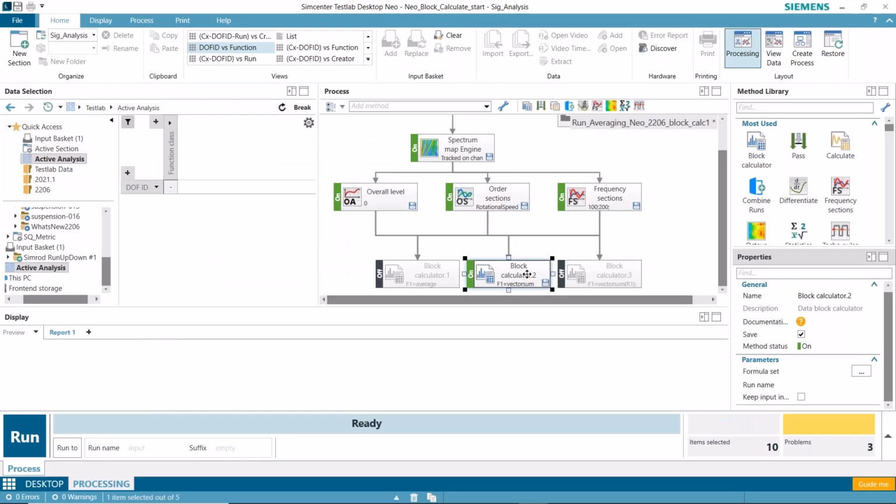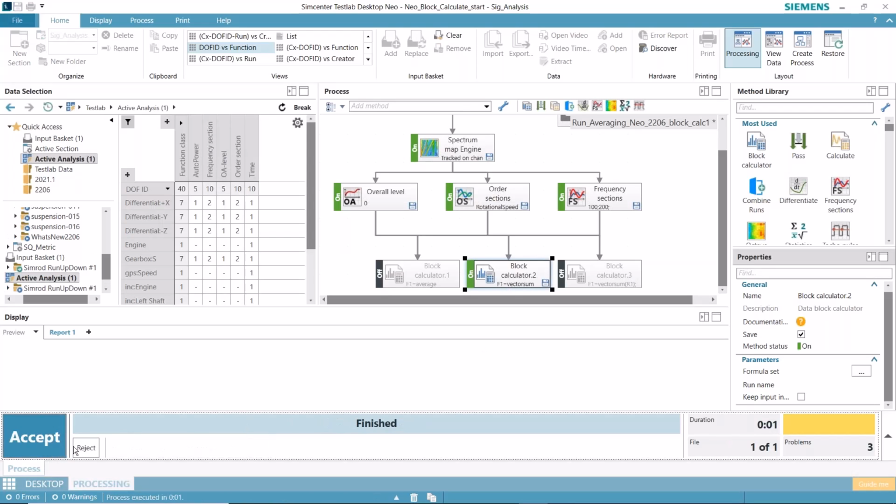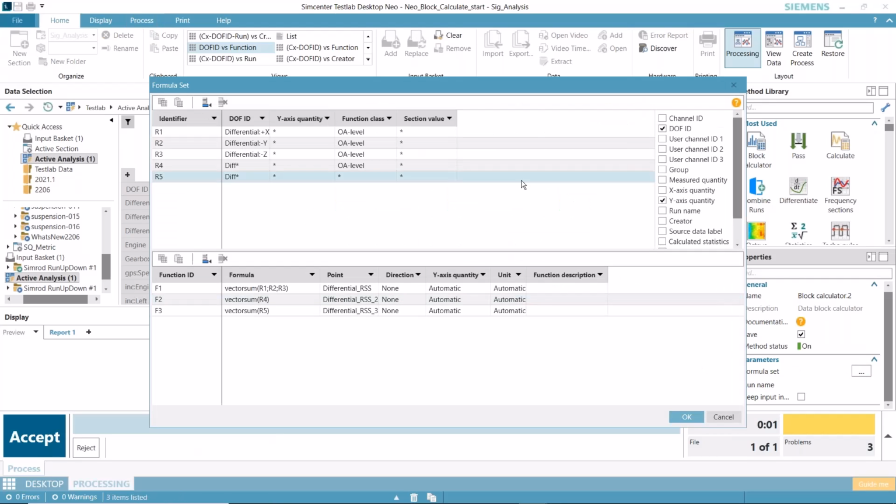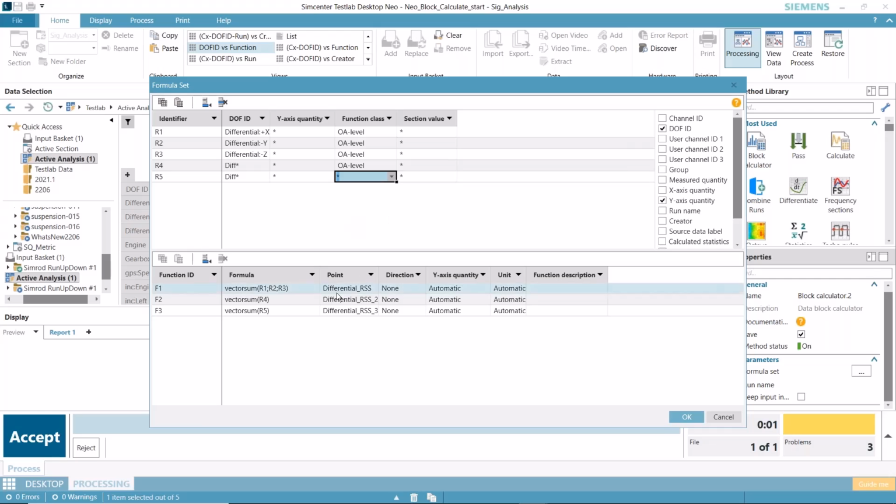If I come down to this block calculate to method and click run to, and then go back to that formula set, here it's going to combine or try to combine auto powers, frequency sections, overall levels, order sections, and time. So that's not going to work so well in this last function. So this would give the vector sum of the three directions. This would give exactly the same vector sum of the three directions. And this would try to combine across multiple function types.